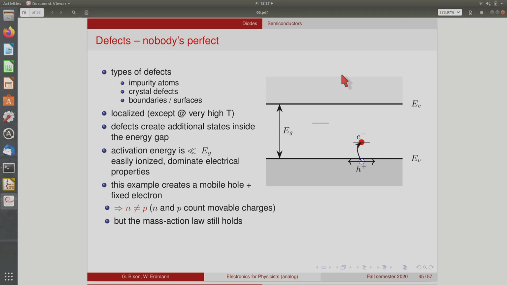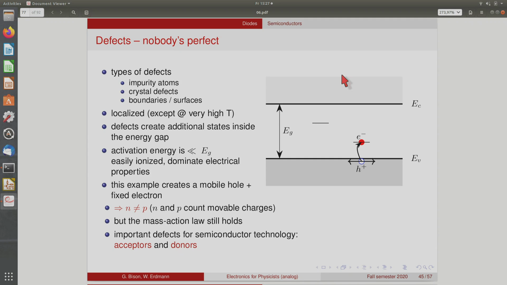The thing is that the mass action law still holds, so the product of the two numbers will still be the same. That's why the intrinsic carrier density still shows up in many places where you don't expect it, because the material is not intrinsic.